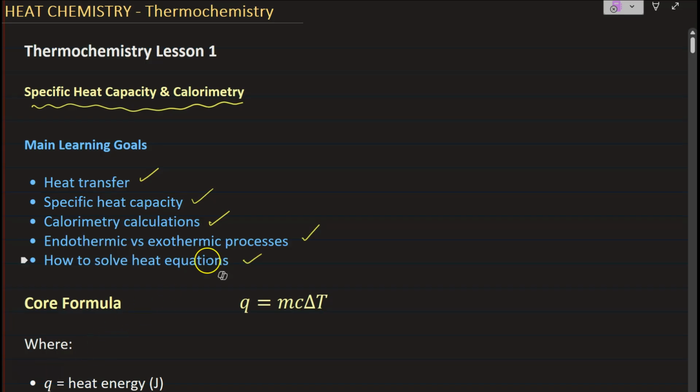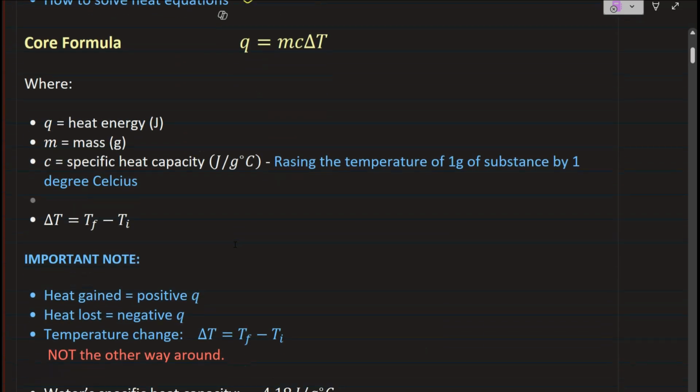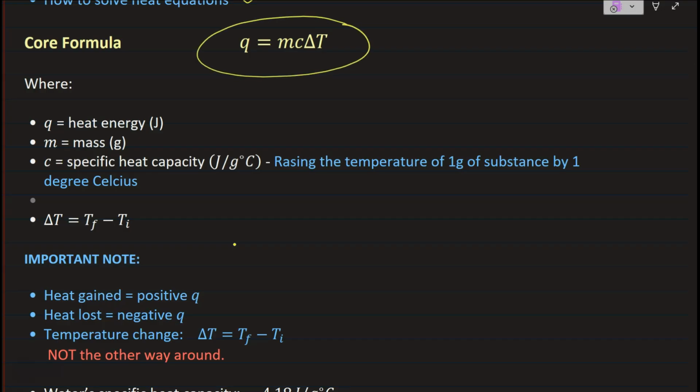All right, here is the core formula for this one. Q is equal to mc delta T. And here are all the variables. Q is the heat energy in joules. Mass is in grams for that specific compound or substance.